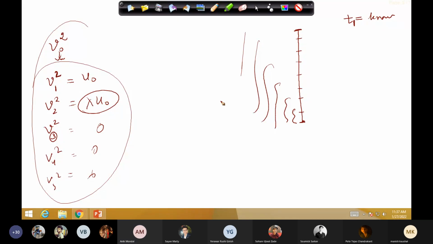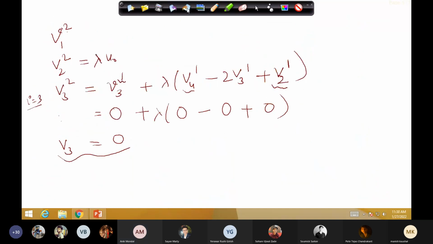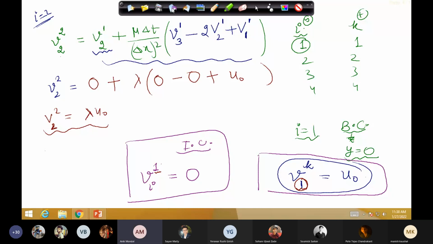Sir, I have a doubt. You said the initial condition is Vi1 equal to 0, right? So when we are calculating V22, then you are saying that V11 is U naught, sir. But it should be 0, right? Which one? Here, while calculating V22. Okay, let's see where we have here. At the last term it is V11, right? Yes. So according to the initial condition, Vi1 should be equal to 0.